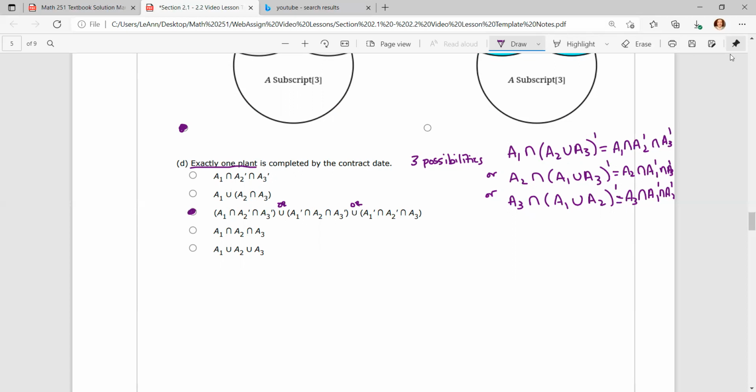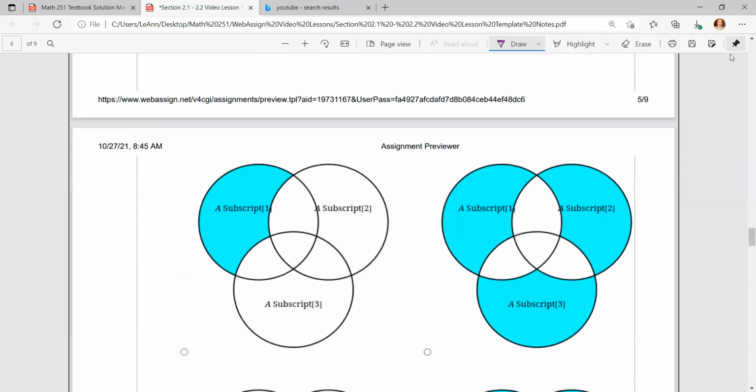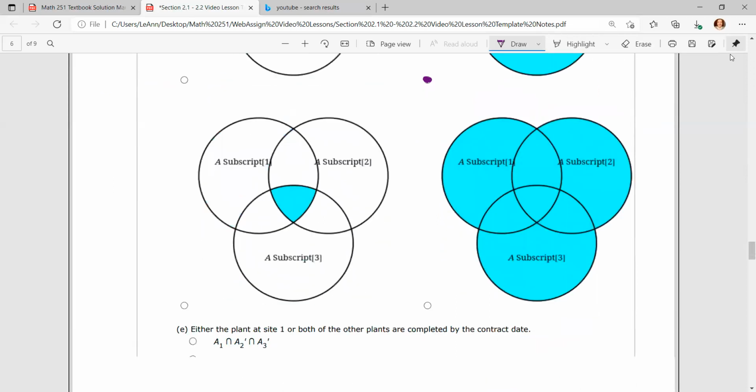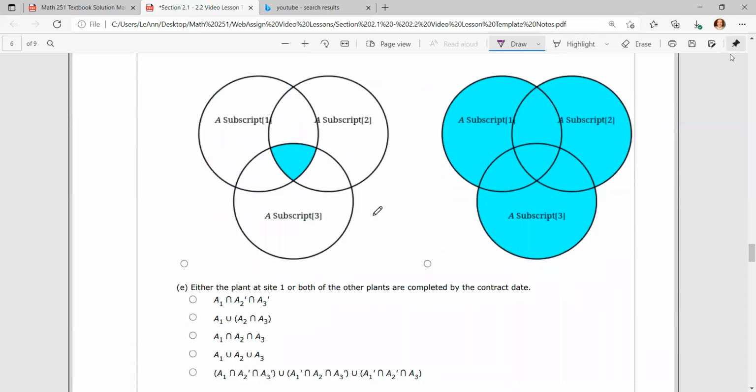Now for the picture, we're looking for those outer parts of the circles that are not overlapping anything. So it's going to be this second choice right here. I'm A1, but not the others, or I'm A2, but not the others, or I'm A3, but not the others. Because of the or, that's why we can have all three of those shaded. It's exactly this one, or exactly this one, but no overlap at all.